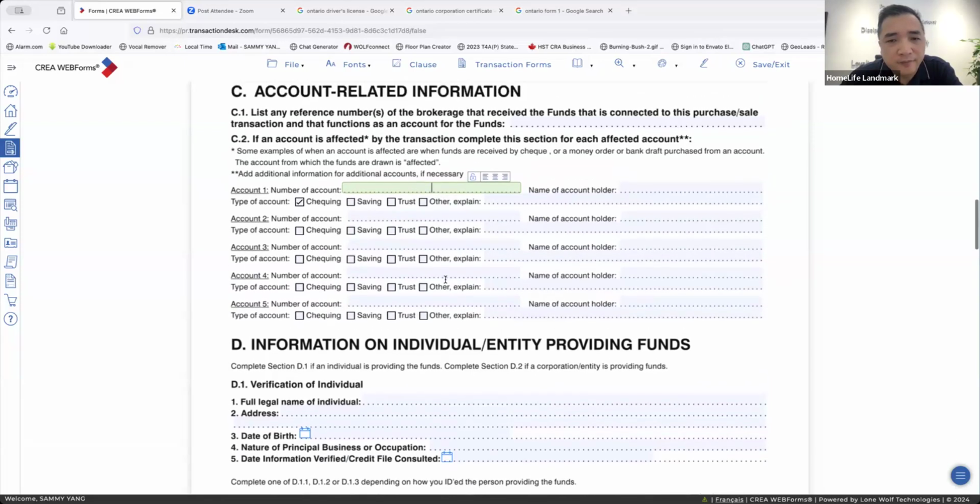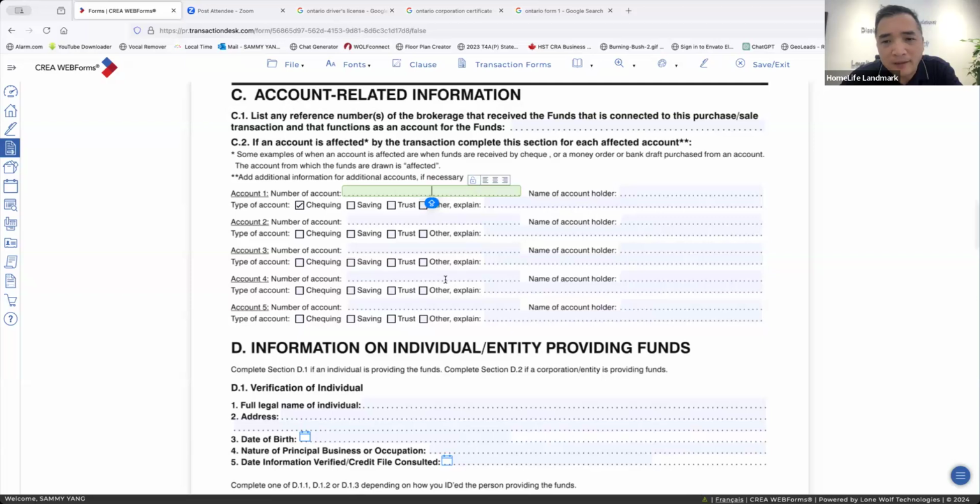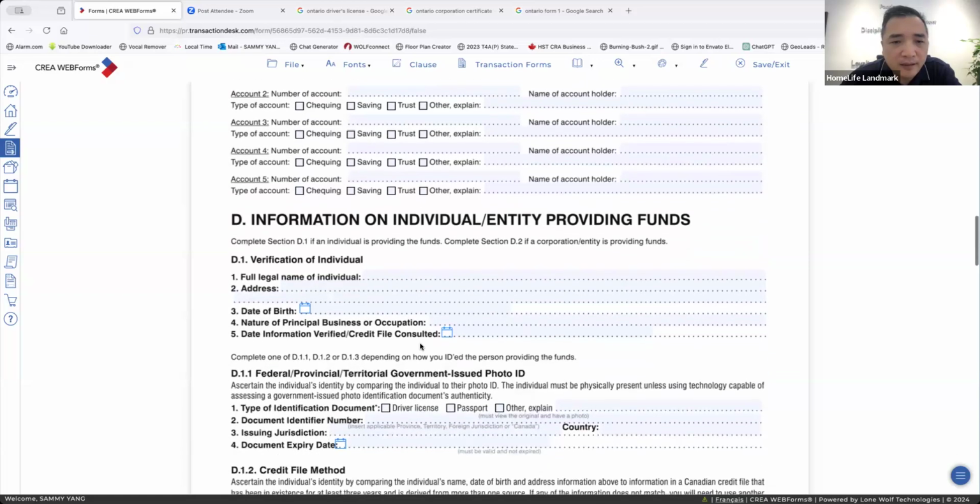And if, let's say, the buyer is buying the property but doesn't even have the deposit money. Maybe their parents go to the bank and get a bank draft for their deposit. Is it possible? Yes. So we need to write down who the account holder is, what the account name and account number are.